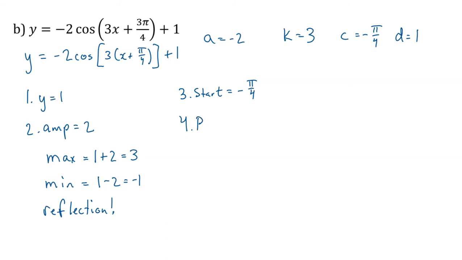4 is the period, which again is 2 pi divided by the K value. As I said before, sometimes there's a little bit of fraction work to do in there. Not this time, it's just 2 pi over 3. There's nothing to do, right? And 5 is the end, which is the start plus the period.